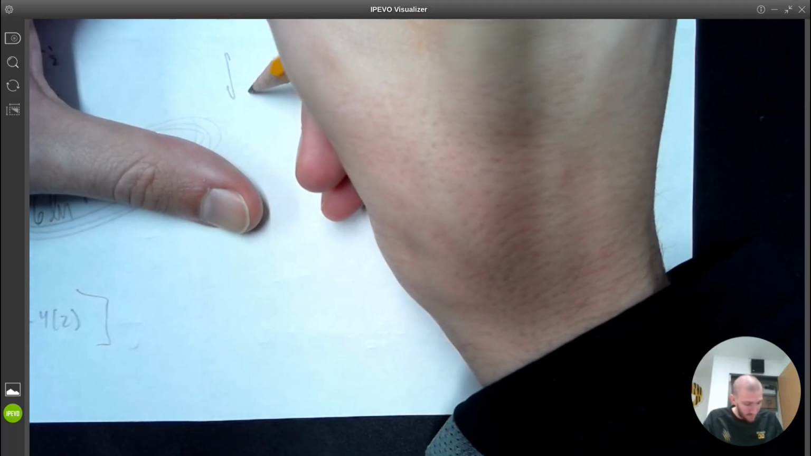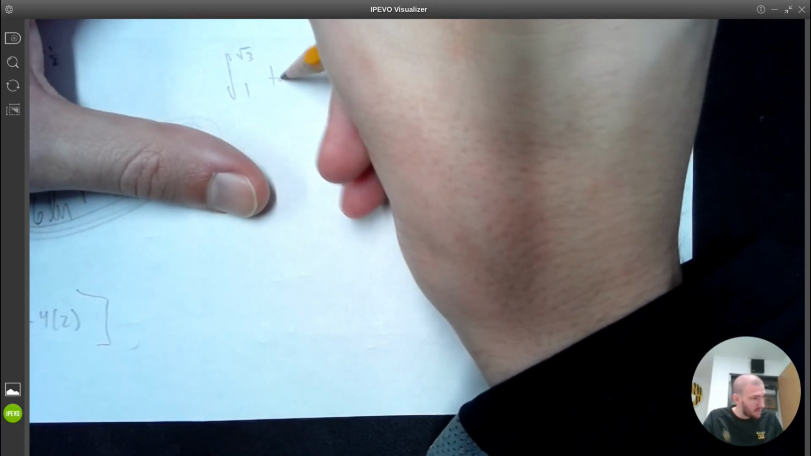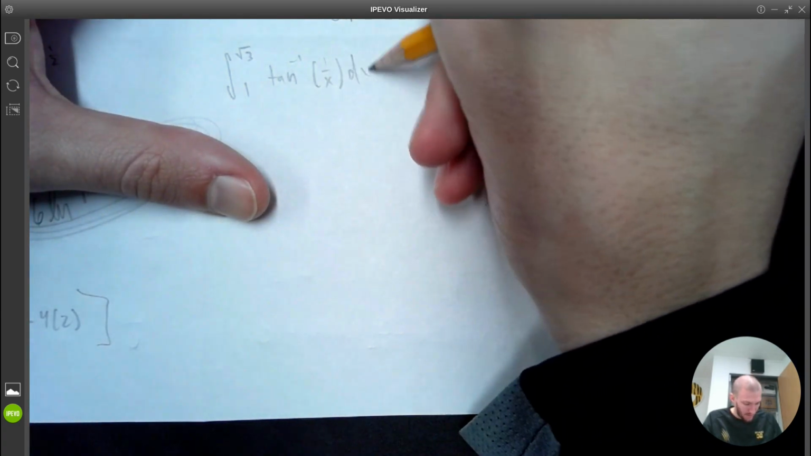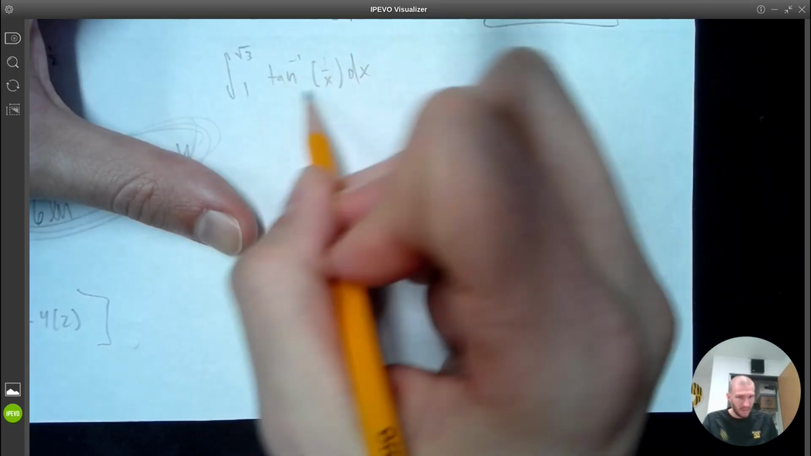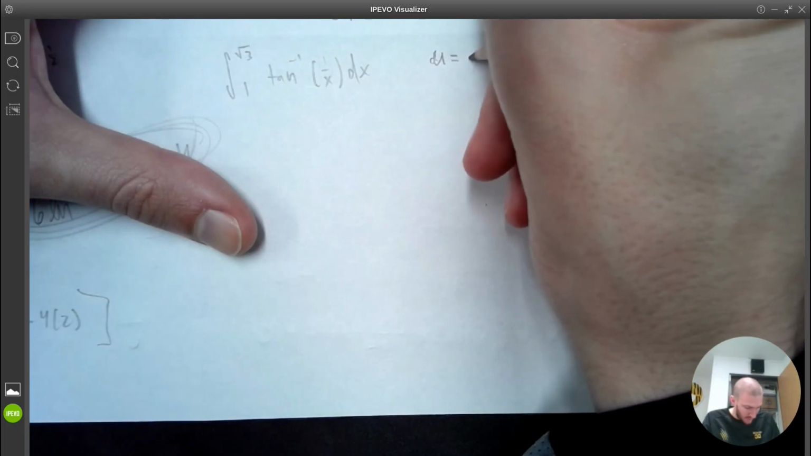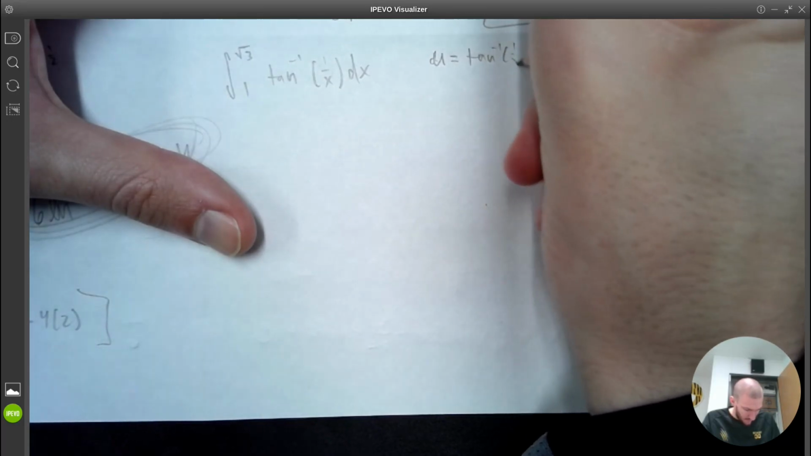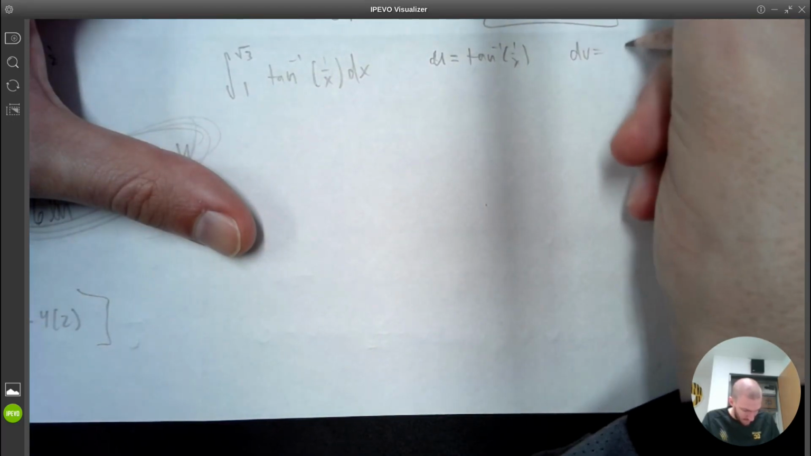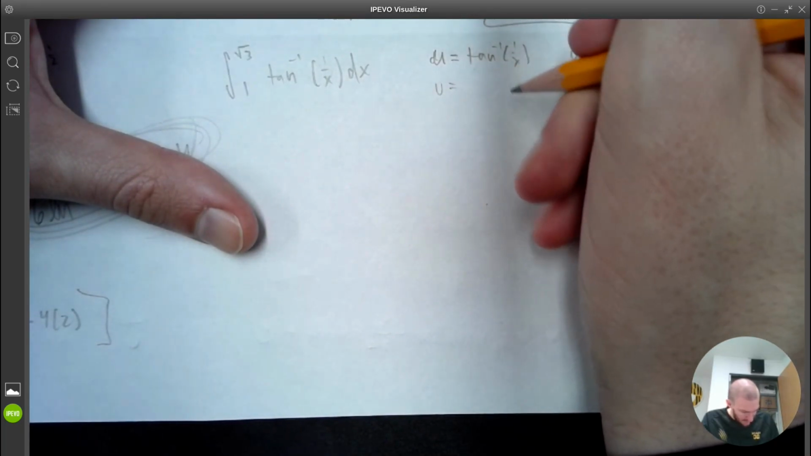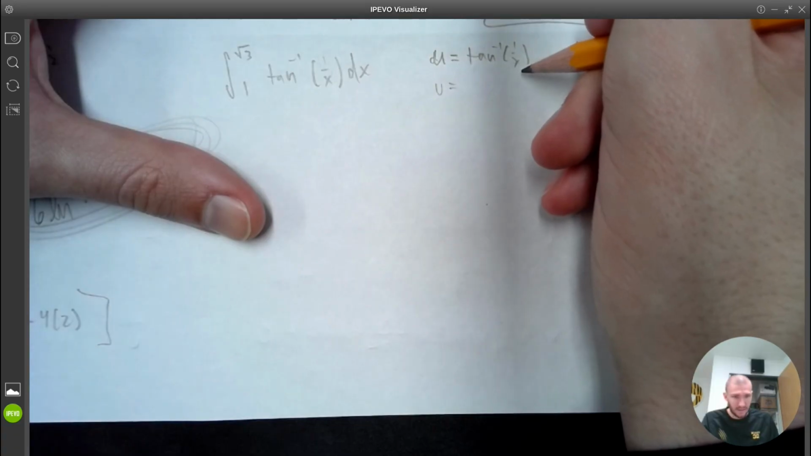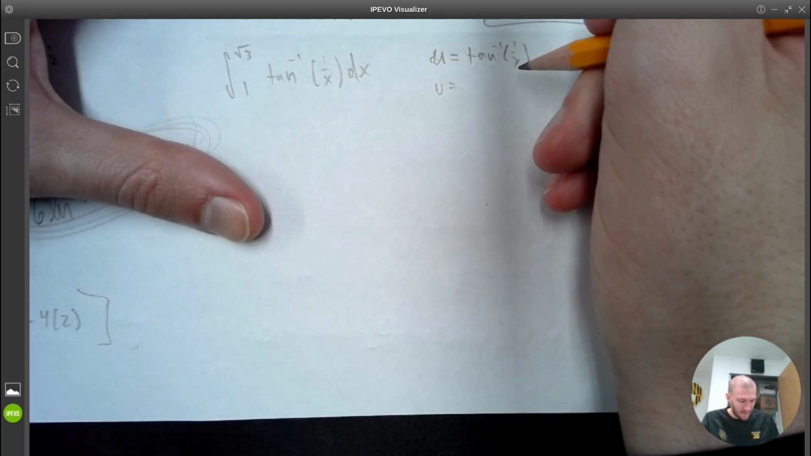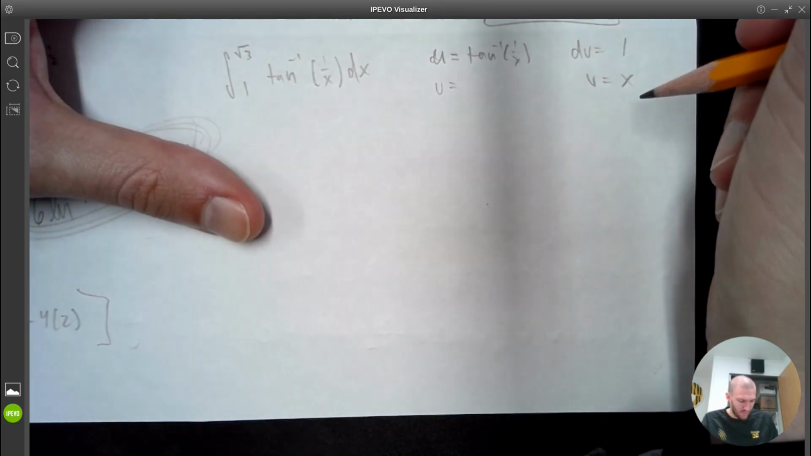The integral from 1 to square root 3 of the arctangent of 1 over x. Of course. So this is another one, right? There's only one thing here. So I'm going to set up the u as the arctangent of 1 over x, and I'm going to set up the dv as 1 so that the v is x. And my u of tangent, oh god, it's got that thing. Oof. This one's pretty gross.